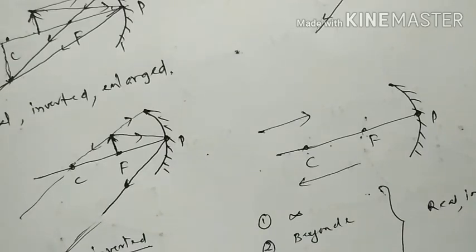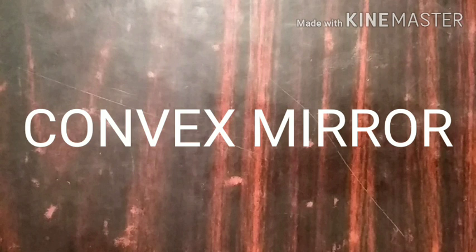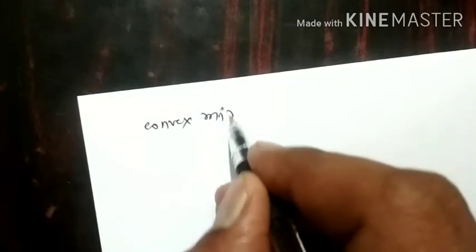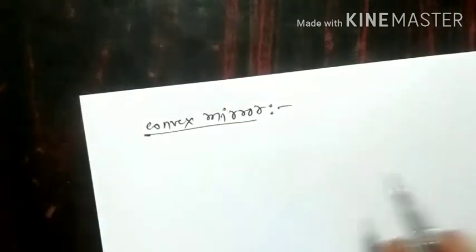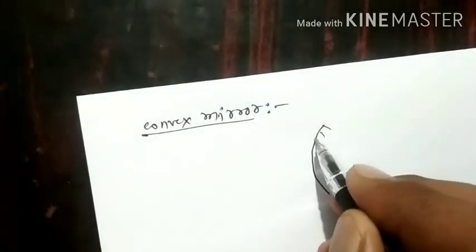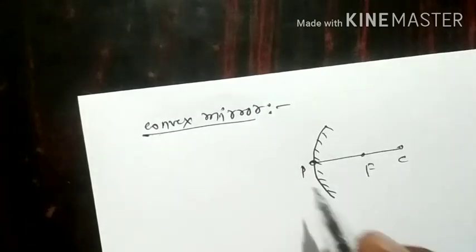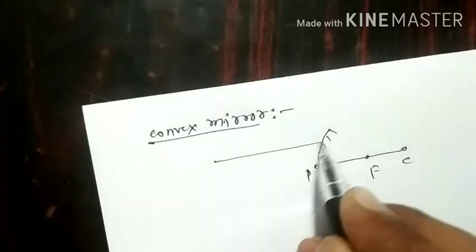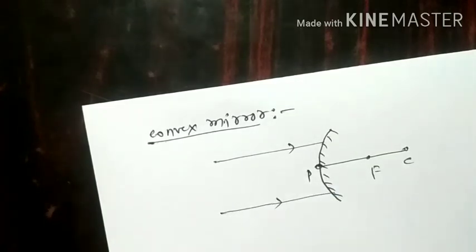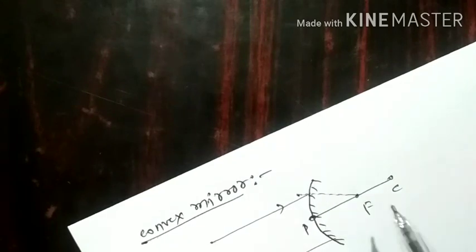So in a convex mirror, there are only two positions for drawing the ray diagrams. Again you can use the ray rules. Convex mirror means the mirror is considered like this, with the pole, center of curvature, and focus. Light rays are incident from the distant object, and they appear to pass through the focus.